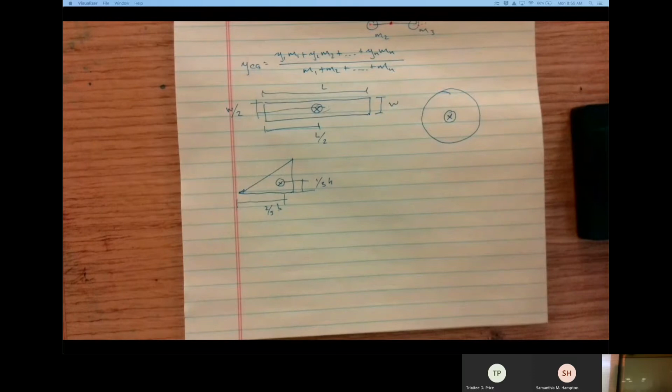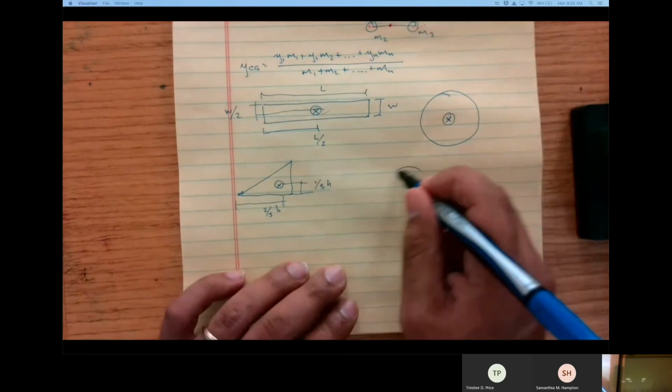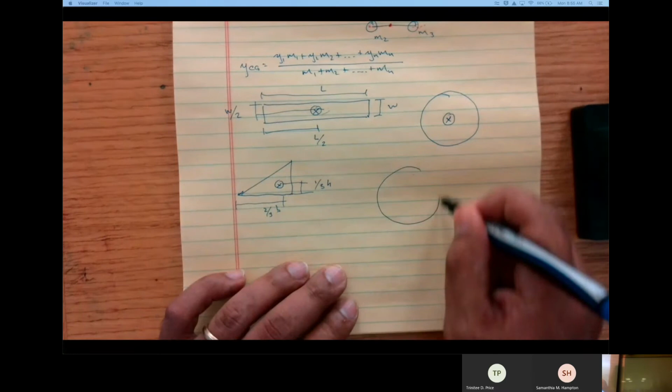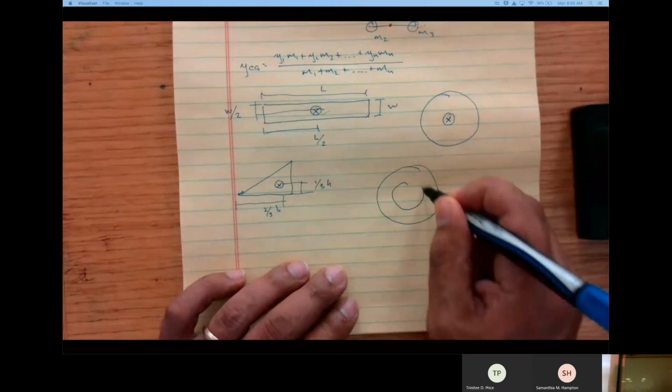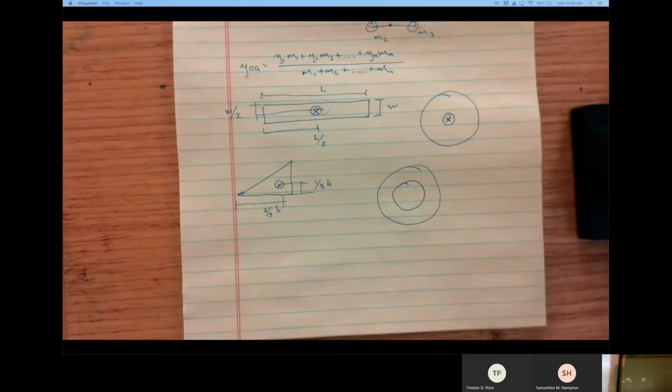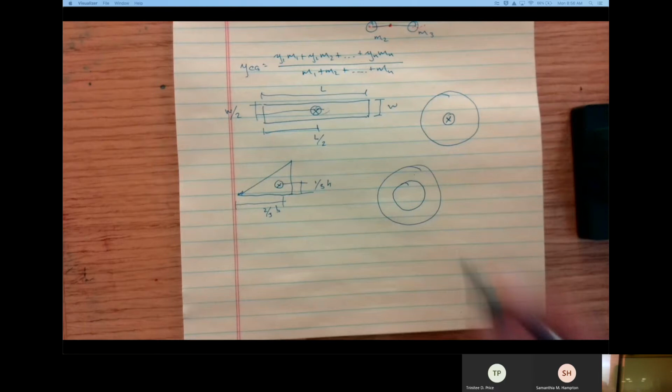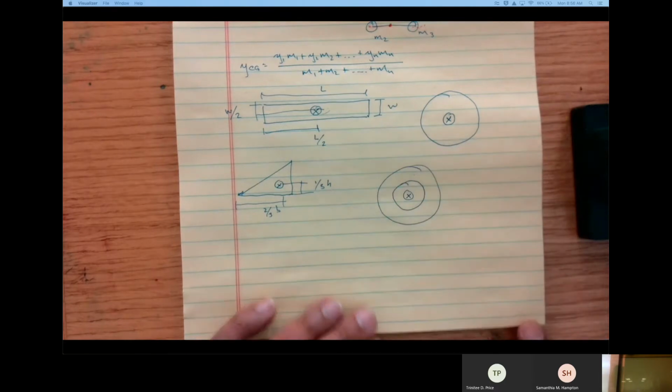Now imagine that you have a donut. If you imagine a donut, the center of gravity matches the geometric center. In that case, the geometric center is right there in the center of the hole. So again, this is another case in which the center of gravity doesn't have to be on the object.